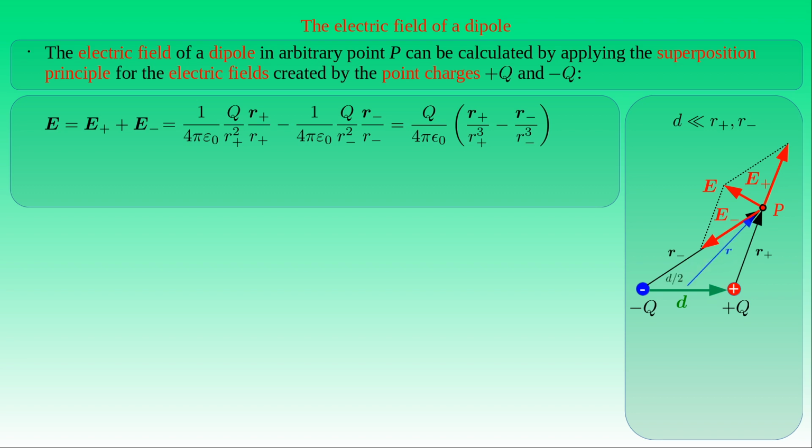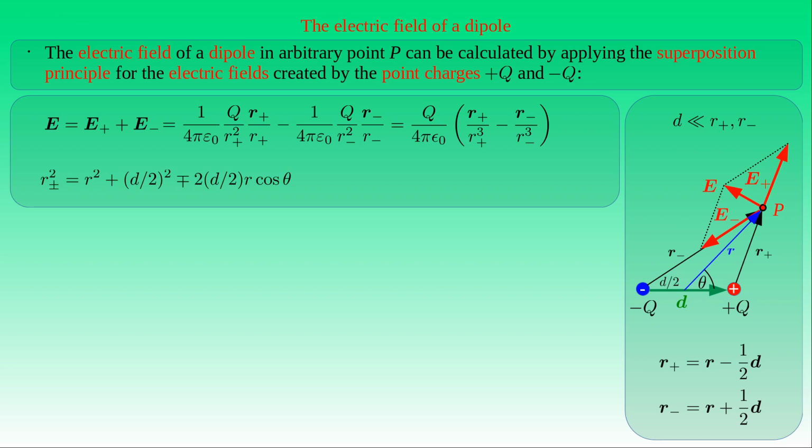If the vector r points from the center to the point P, then the vector r sub plus can be written as the vector r minus 1 over 2 times the vector d. Similarly, the vector r sub minus will be the vector sum of the vector r and 1 over 2 times the vector d. If the angle between the vector d and the vector r is denoted by theta, we can apply the cosine theorem to express the squares of r sub plus and r sub minus as the square of r, plus the square of d divided by 2, minus or plus 2 times d divided by 2 times r times cosine theta.